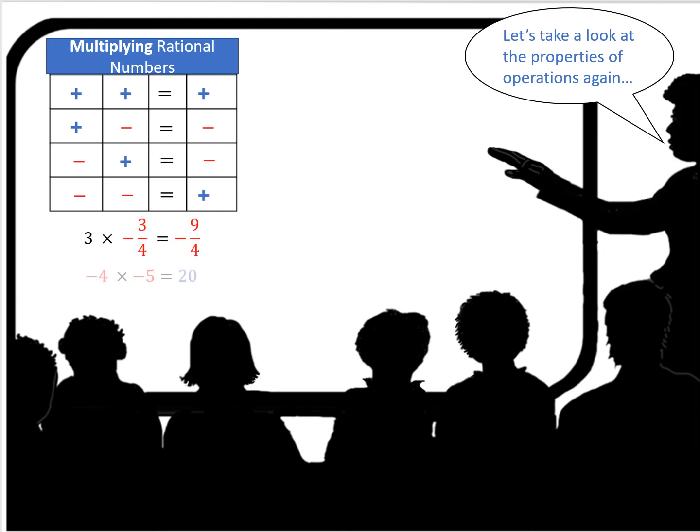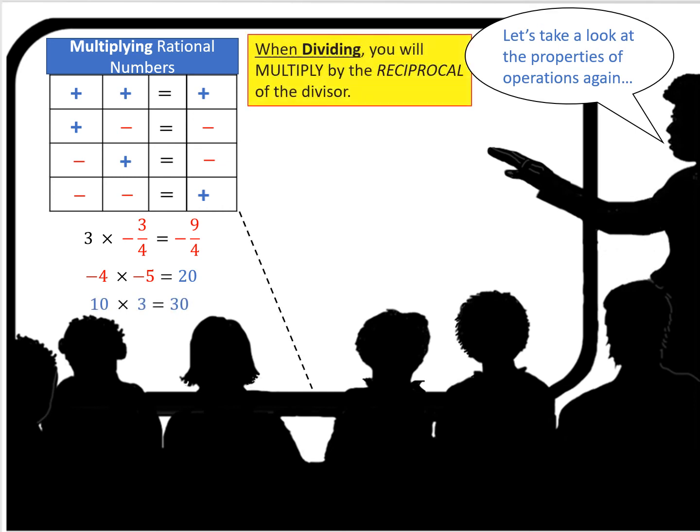So you remember that a positive times a positive is a positive. Positive times a negative is a negative. Negative times a positive is a negative. And a negative times a negative is a positive. And when you're dividing, you will multiply by the reciprocal of the divisor, and then you'll just follow the rules for multiplying integers.